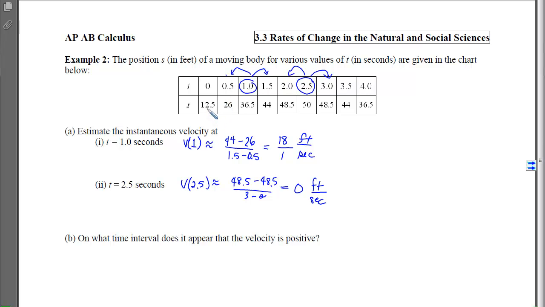that means the graph is increasing and we'll have positive slopes. So here our position is going up, and it continues to climb until 50, and then it starts to go down. So that means we are going to have positive velocity until 2.5. So we can write the time interval from 0 to 2.5, and we don't include the 2.5 because it appears at that point we're turning around.